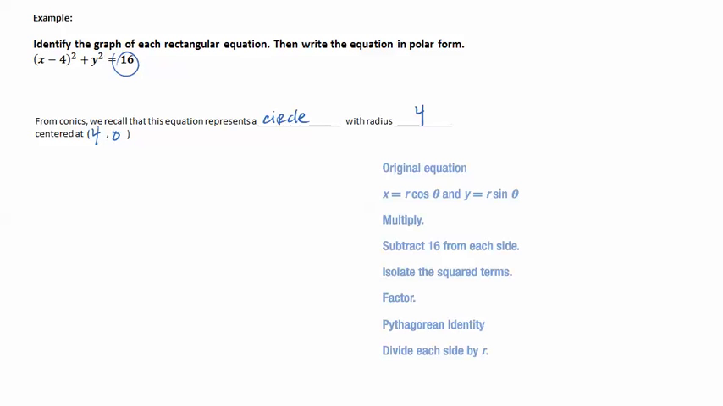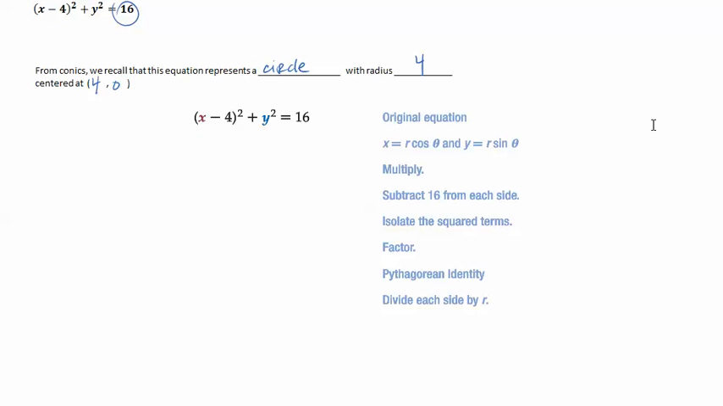We know that because our y didn't shift at all, this y value, it's not y plus or minus anything, and this x value shifted 4. It shifted 4 to the right. That's where we get it. So we have a circle with a radius of 4 centered at 4, 0. We're going to try to write this in polar form. So the original equation we get is x minus 4 squared plus y squared equals 16.